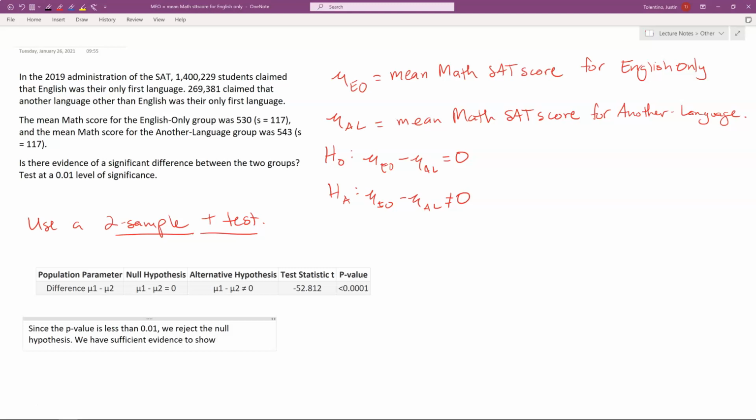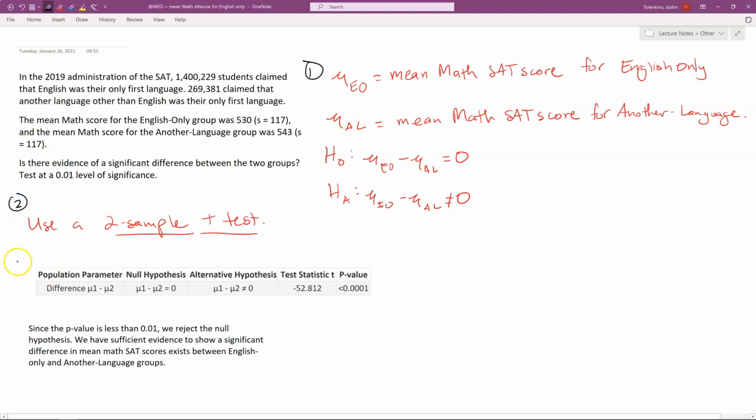So we have that evidence to show a significant difference in mean math SAT scores exists between the English only and another language group. And there we go. As we can see, step 1, we have our hypothesis. Step 2, we know the method we're going to be using. Step 3 is we do that method with the calculations. And of course, step 4, we are able to write our conclusion based off of our p-value.